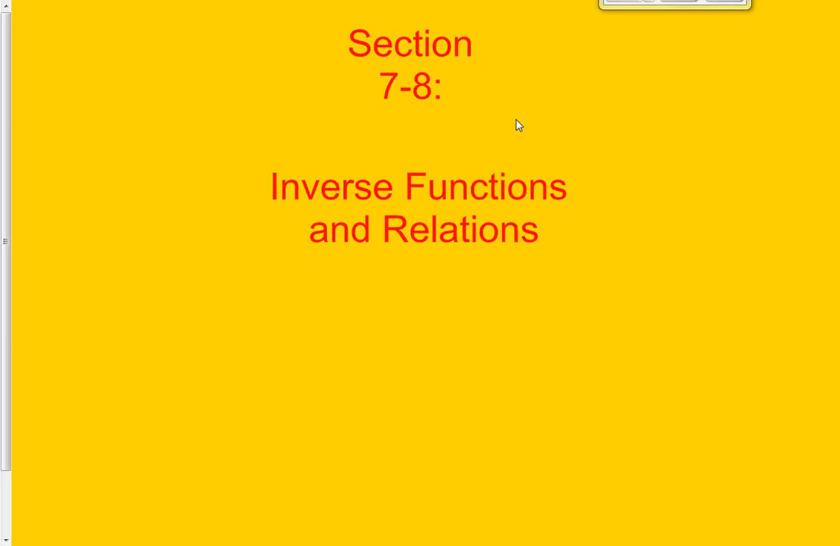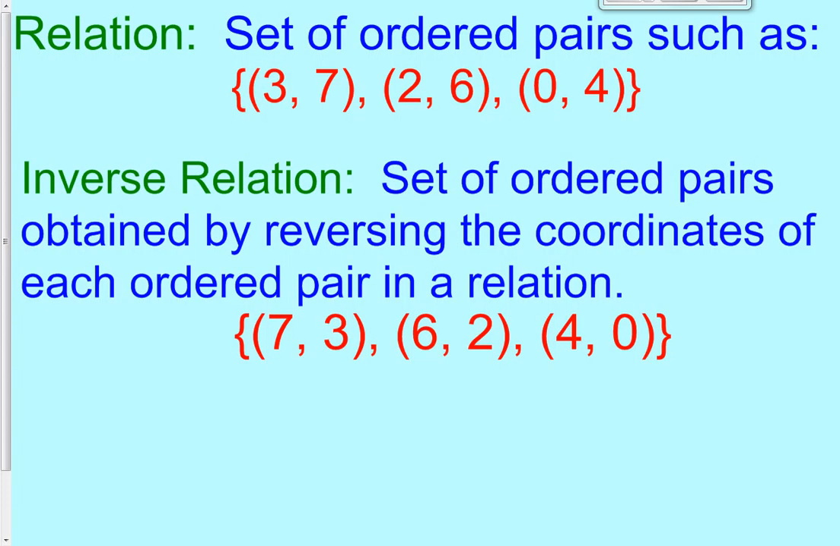We're on section 7-8. We're talking about inverse functions and inverse relations. So in this first one, a relation is just a set of ordered pairs. So we have three ordered pairs right here. That's what a relation is.